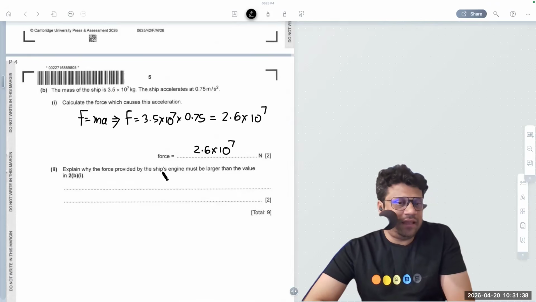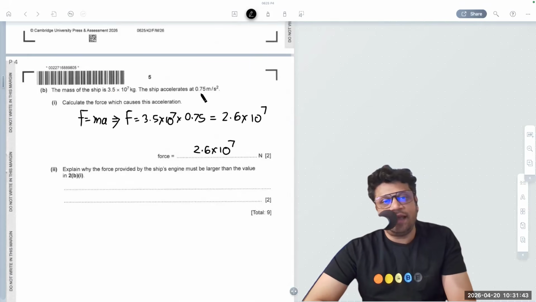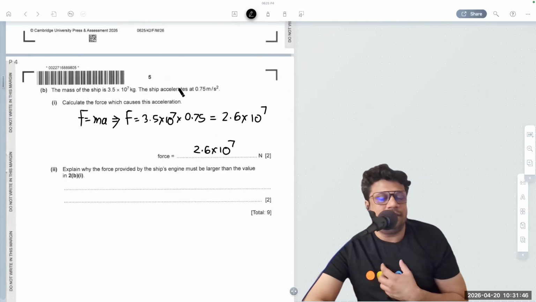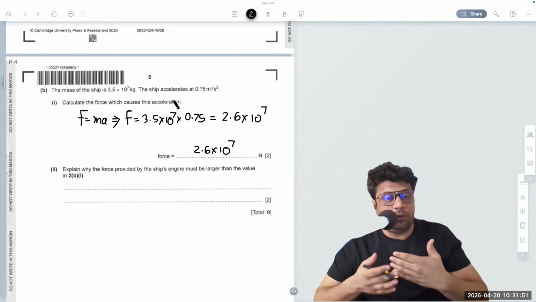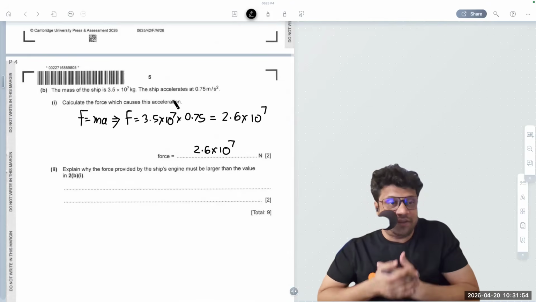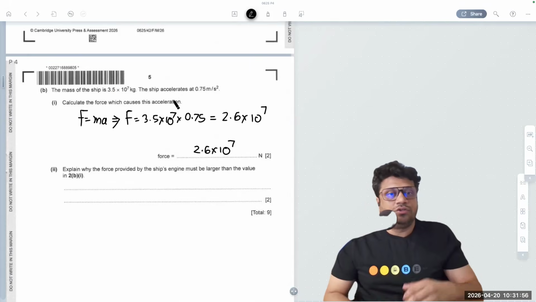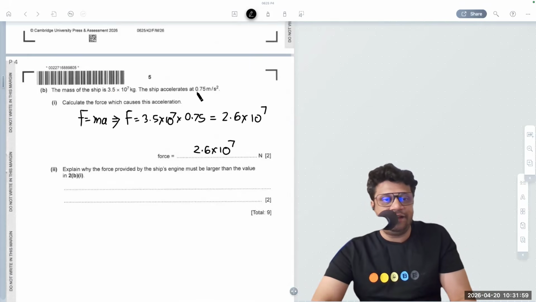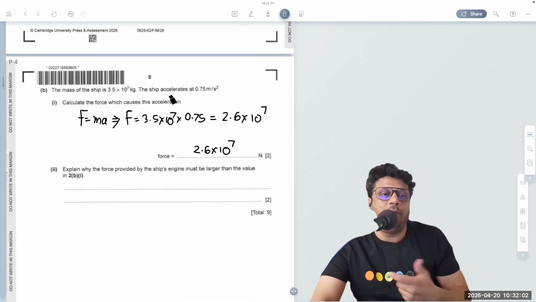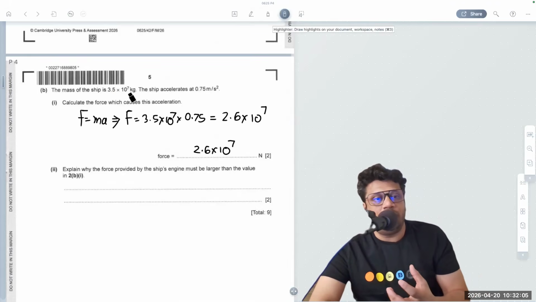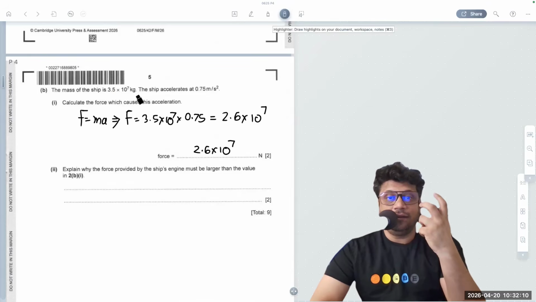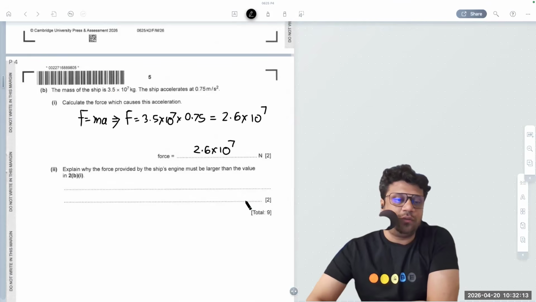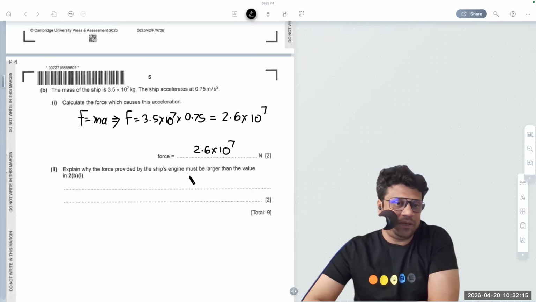Explain why the force provided by the ship's engine must be larger than the value you calculated. Well, if the ship has to accelerate, the friction of the water is going to apply a drag force on the ship as it moves forwards. So not only do you have to maintain an acceleration of 0.75, the engine also has to compensate for the work against friction, the drag that it's experiencing. So that is what you want to tell here.